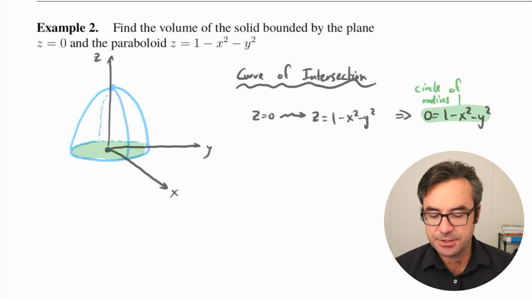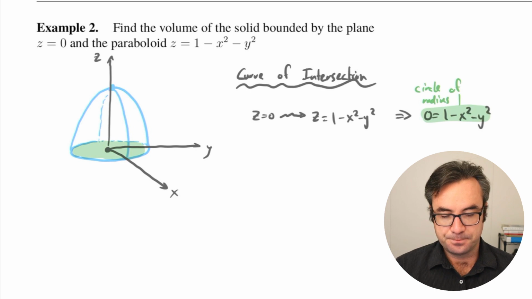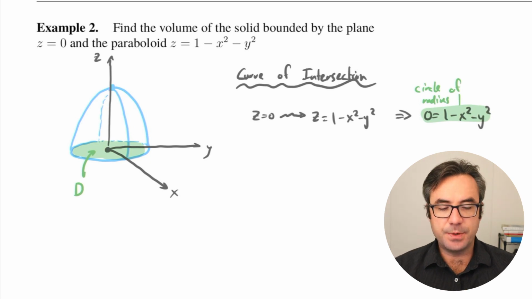All right, so we want to describe this circular region. So we'll call this region D. So how do we describe this?